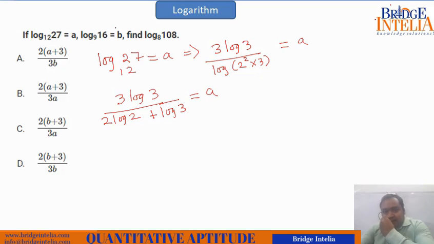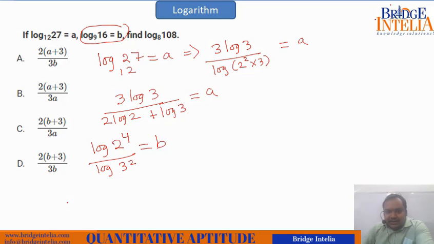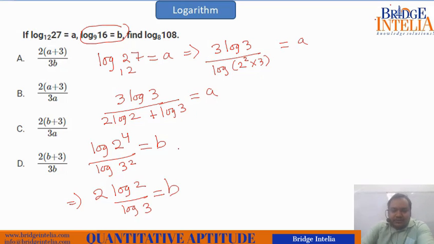Now, based on the second fact, log 16 can be written as log 2 to the power 4 divided by log 9. 9 can be written as 3 square. So this is given to us as equal to B. So from here you can see that 4 by 2, that means 2 log 2 by log 3 is given to us as equal to B. So this is fact number 1 and this is fact number 2.